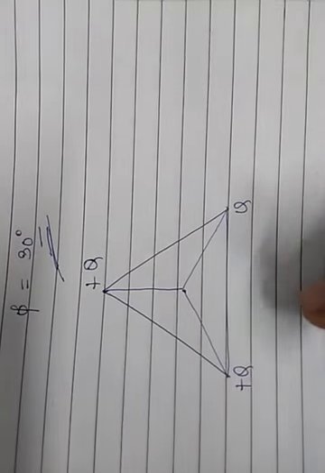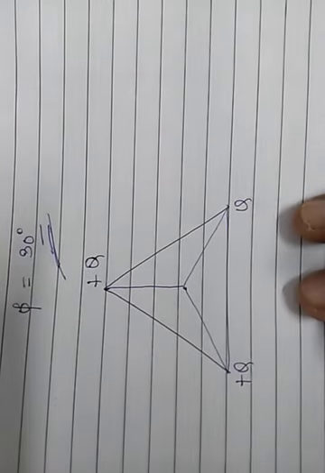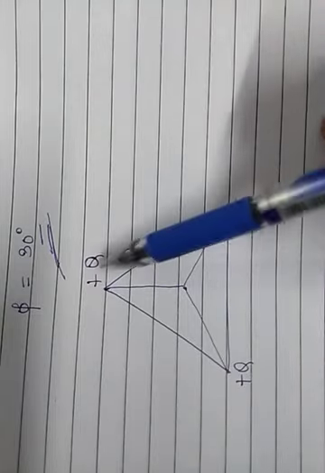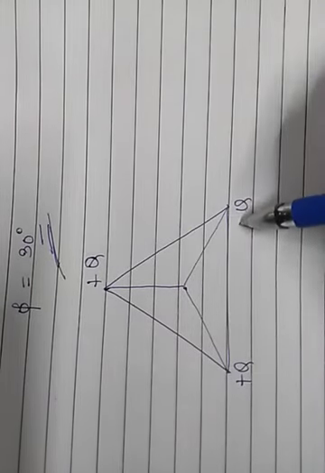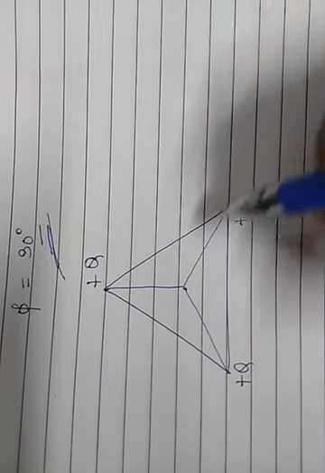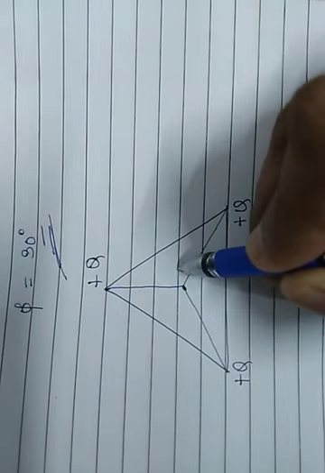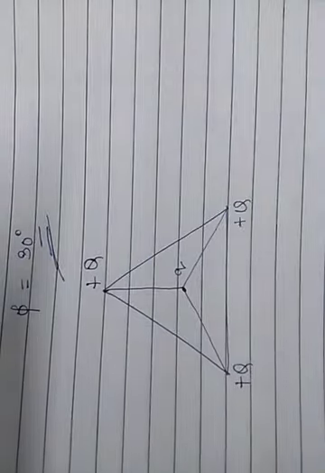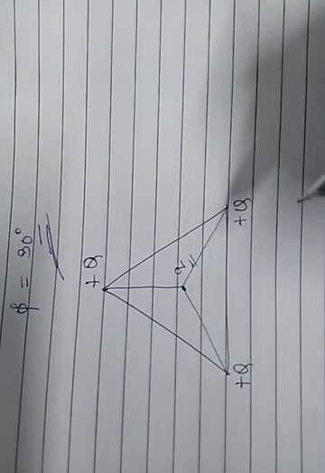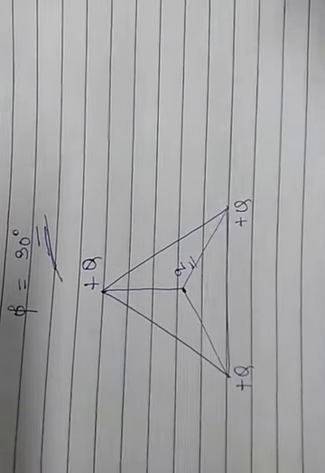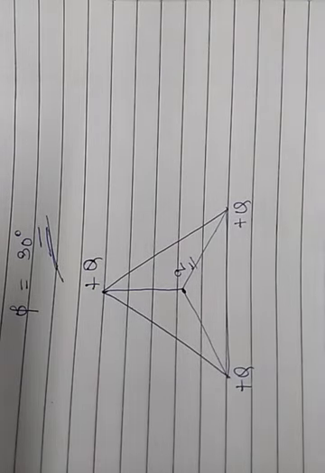Now again, this is an equilateral triangle, and on the vertices 3 charges of equal magnitude plus Q are placed, and here at the center a charge small q is placed. We have to find the net force on this charge small q. So let's see how we will calculate.